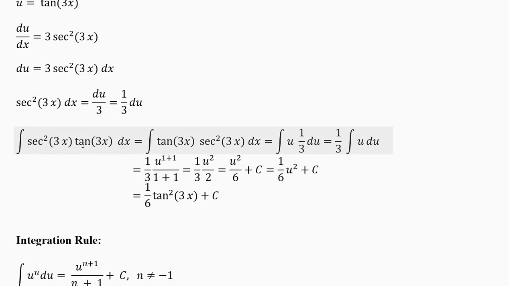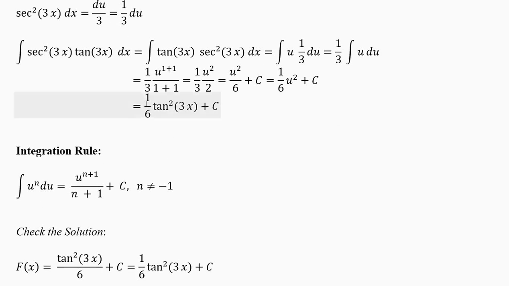So you write the tangent and the dx together, you will get 1/3 du and tangent is u. This 1/3 comes out, you'll get u du. Again, it is a power 1 function. So (1 plus 1) by (1 plus 1), you'll get u squared by 2. You have u squared by 6, so you'll get 1/6 u squared plus c. And the answer is tangent squared 3x. You can make another choice in this question also, but we'll discuss it later on, not today. So your answer is 1/6 tangent squared 3x.